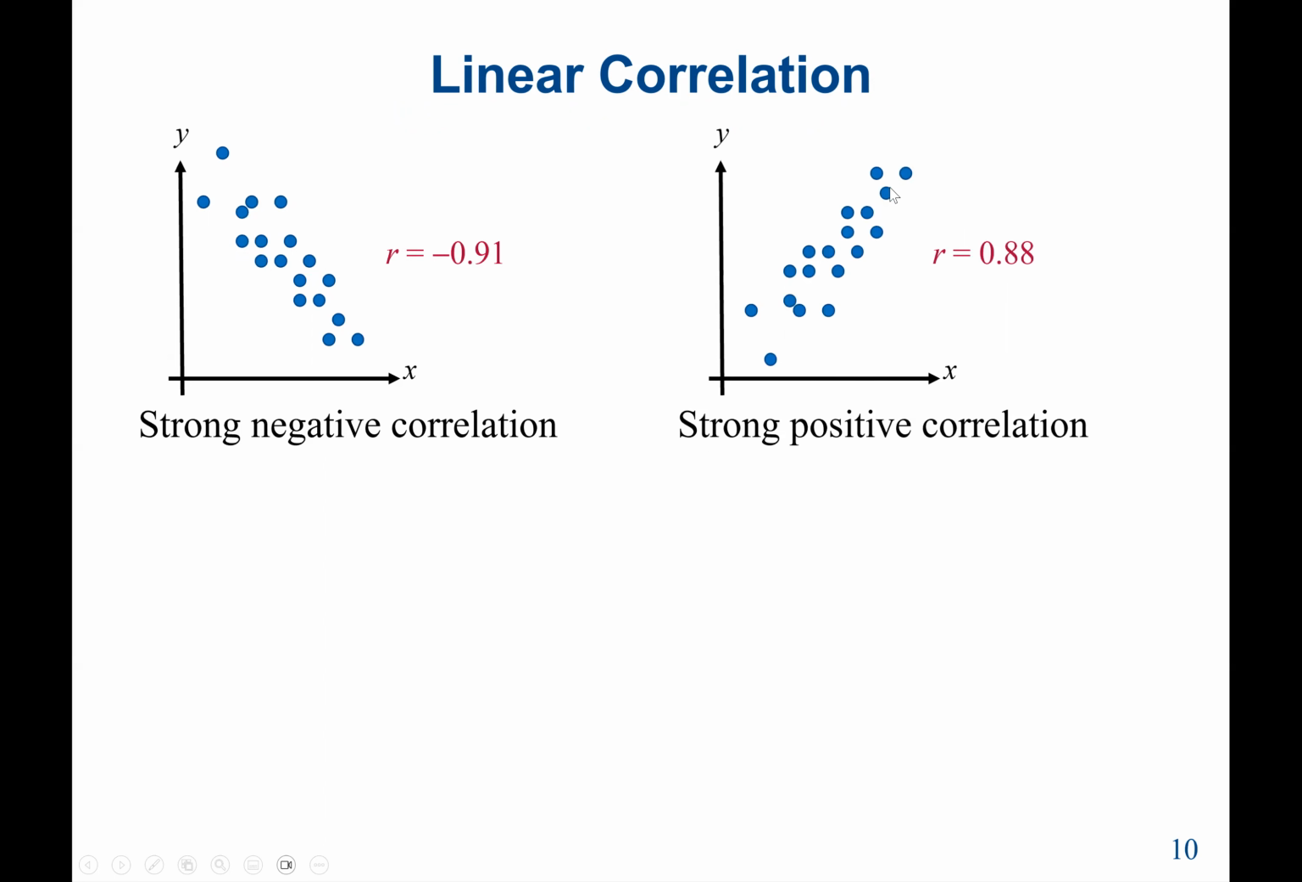Here also the same thing. All the points are not on a straight line, so we approximate R is 0.88. This is again an increasing relationship. We can see the pattern that as X increases, Y also increases.